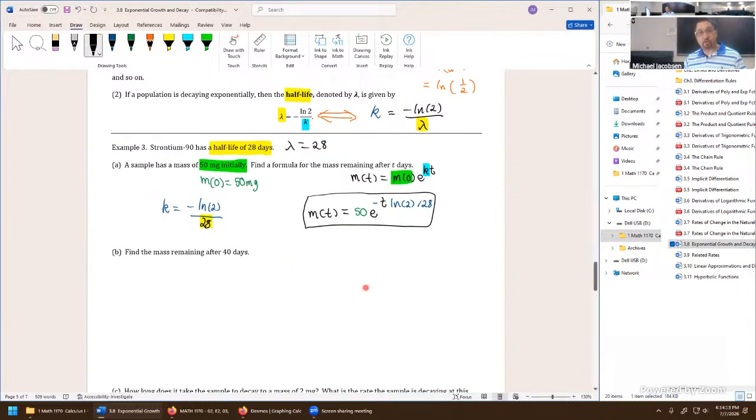If we didn't use the half-life formula, we can still get to this stage. Then we'd have to repeat some of the steps that we saw in example 2 part A to solve for K. Any questions at all, folks, getting through that part A here?